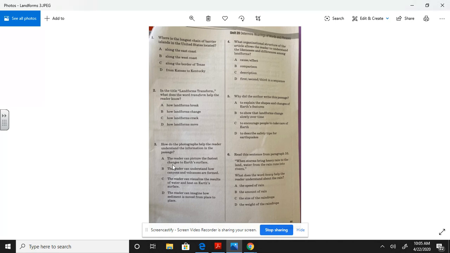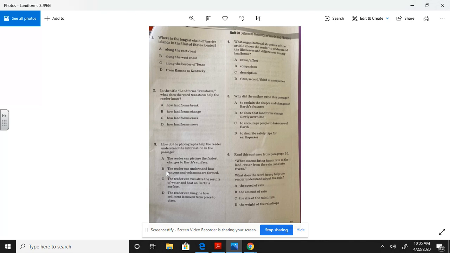So the reader can picture the fastest changes on Earth's surface. Well, if the one is the Grand Canyon, that was a change. But was it a fast change? I think I read that it took a long time. The reader can understand how canyons and volcanoes are formed. That shows us a picture of them, gives them a visual of what they look like. That might be the answer.